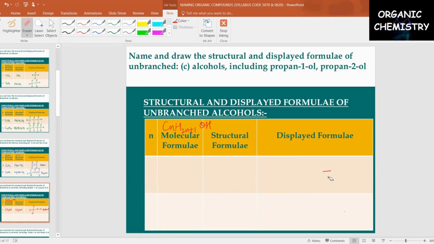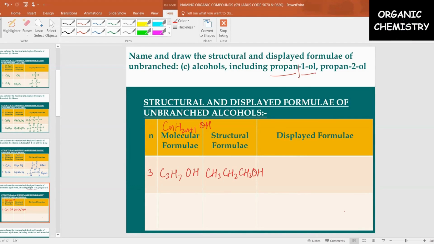Propane is the third member of alcohol, so the value of N will be 3 here. Molecular formula for propan-1-ol or propan-2-ol: C3H2 multiplied by 3 is 6, 6 plus 1 is 7, so C3H7OH. Structural formula for this alcohol will be CH3, CH2, CH2OH.